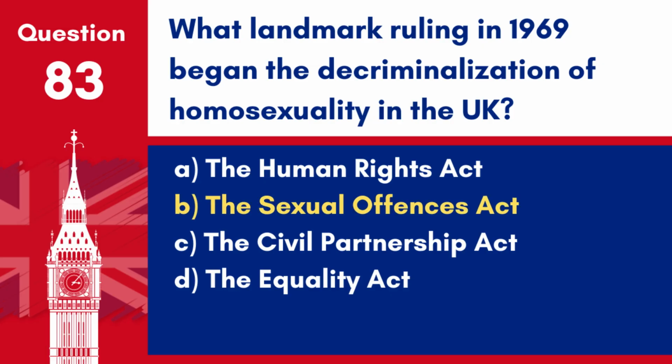Answer: B. The Sexual Offences Act. The landmark ruling under the Sexual Offences Act of 1967, which took effect in 1969, began the process of decriminalizing homosexuality in the UK by allowing homosexual acts in private between consenting adults.